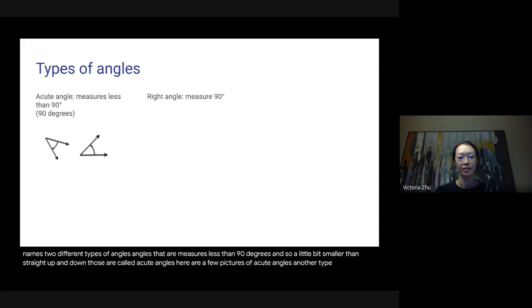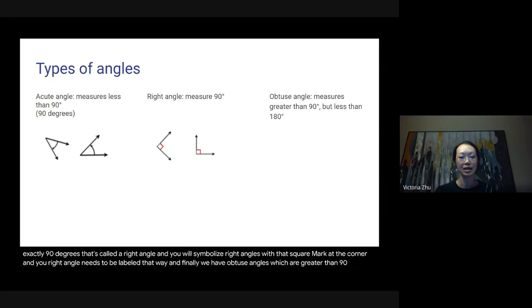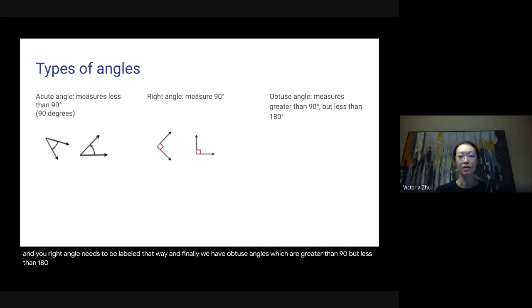Another type is exactly 90 degrees. That's called a right angle. You will symbolize right angles with a square mark at the corner. Any right angle needs to be labeled that way. And finally, we have obtuse angles, which are greater than 90 but less than 180. So the farthest we will go is 180 degrees. And they look like this.